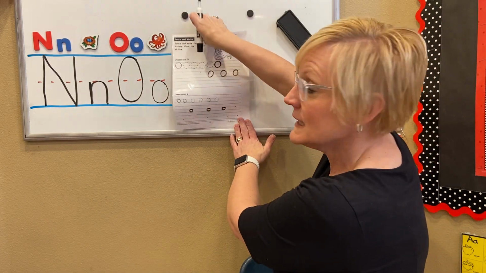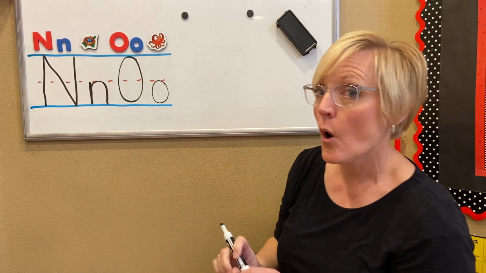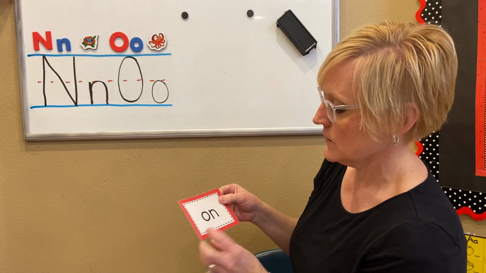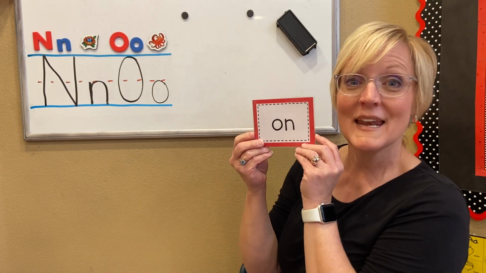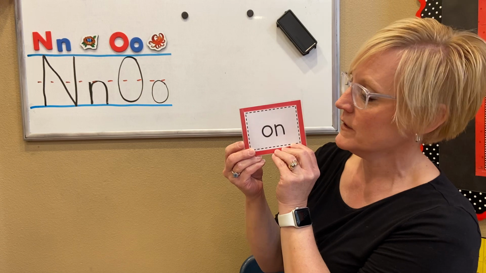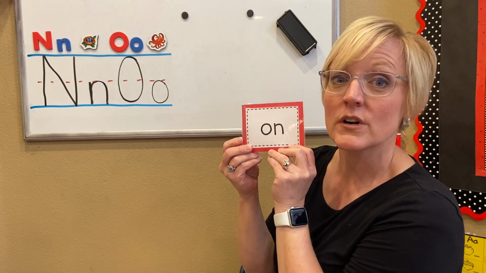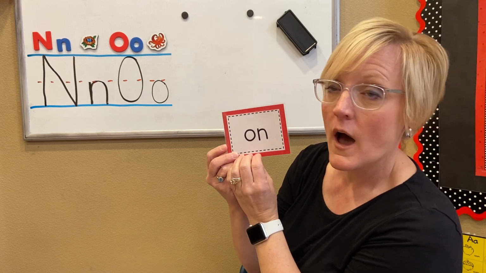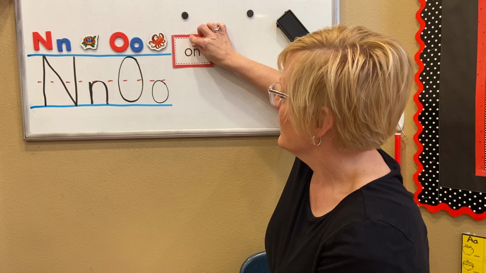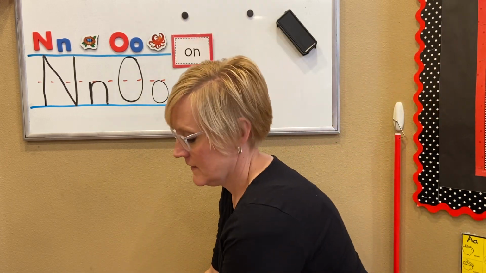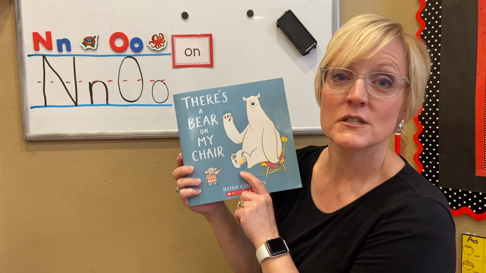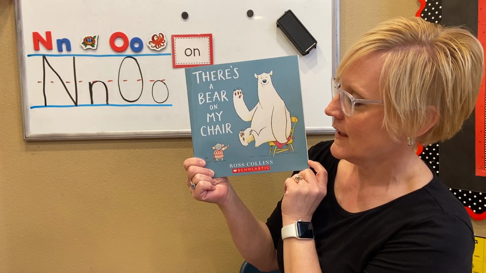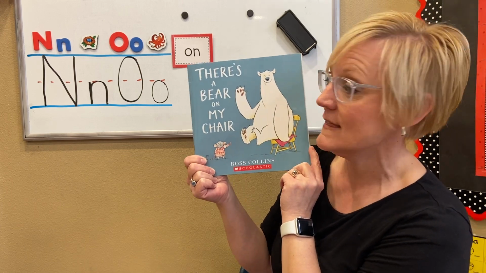There's something really cool about the letter O and the letter N. We learned, this was what I was just about to tell you, that when you put an O and an N together, you build a word. We already had this word on our word wall. Sight word, on. On. I want to read you a story about a bear and a mouse. And I see the word on in the name of the story.